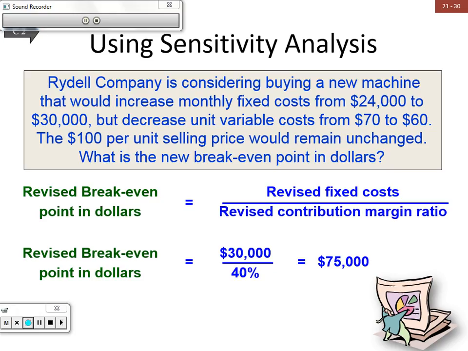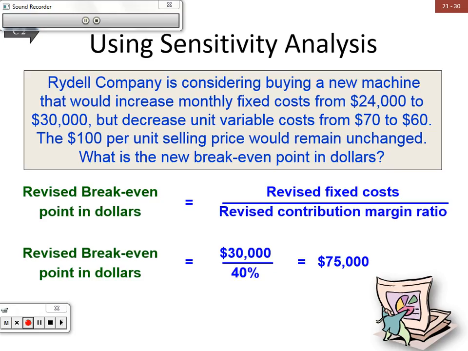Sensitivity analysis, or basically CVP. Remember how I said sometimes you have to revise numbers because the numbers that you did before may not necessarily be right, because it's all an estimate, but may not be close enough to what you might actually do. So this company wants to buy a new machine. They have fixed costs of $24,000 that go up to $30,000, but their unit variable costs go from $70 to $60, which in a perfect world, cost going down, that's pretty good, right?